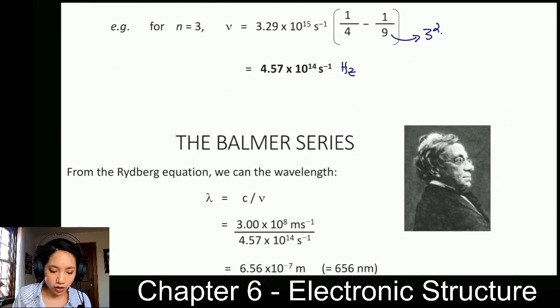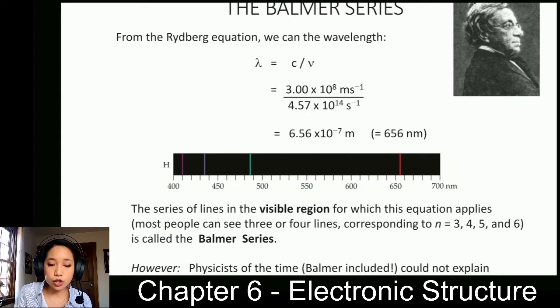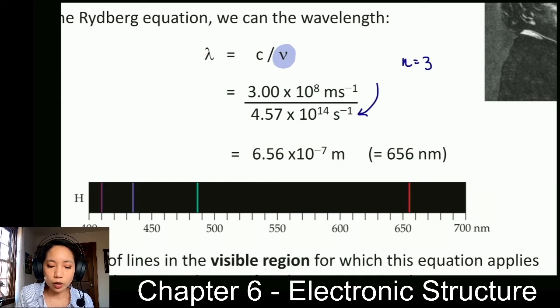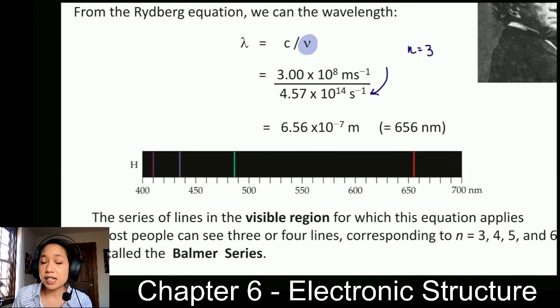So we can convert that. What you can do is take the frequency that we just calculated and determine the wavelength. So that's what we can do here. Insert the frequency that we calculated for n equals 3, put that into our wavelength equation using the speed of light constant, and you get that the wavelength with this corresponding frequency equals 6.56 times 10 to the negative 7 meters, or 656 nanometers. So 656 nanometers is in the region of red light.